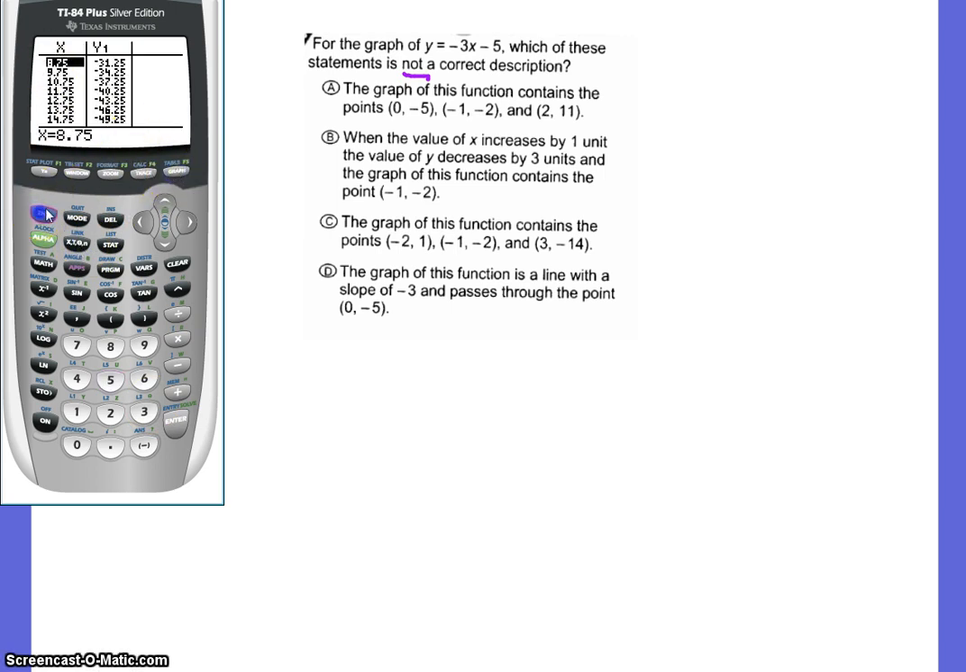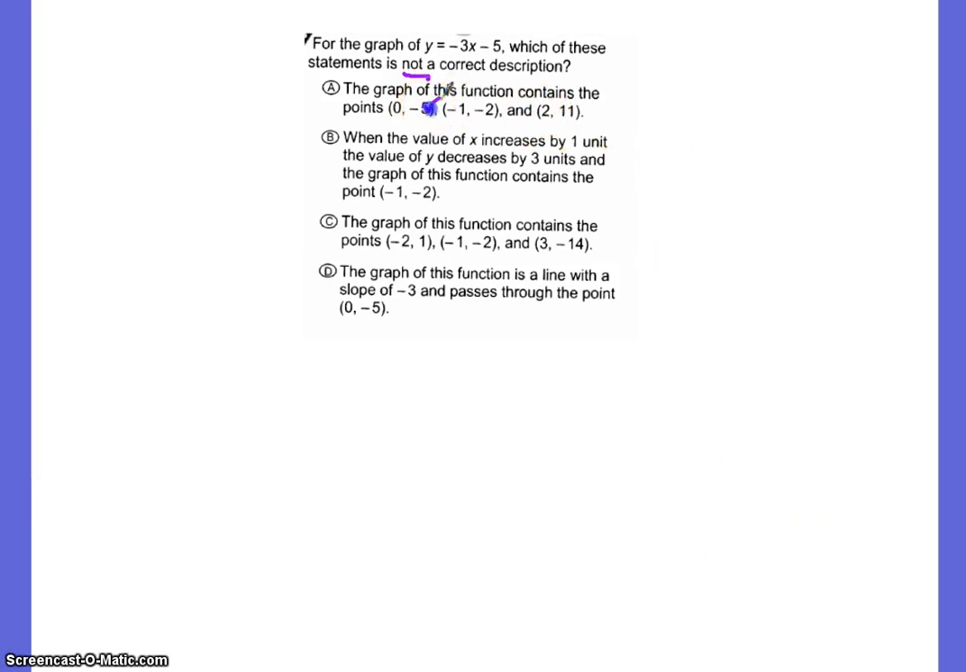And I got weird numbers, so we're going to do second table setup until it starts at 0. Now I go to my table. 0, negative 5 works. Negative 1, negative 2 works. 2, 11. Oh, it's 2, negative 11. So if you looked at this, this is good, this is good, this is bad. We want one that's not a description. Is this a description? No, because it had something bad. I've actually found my answer.